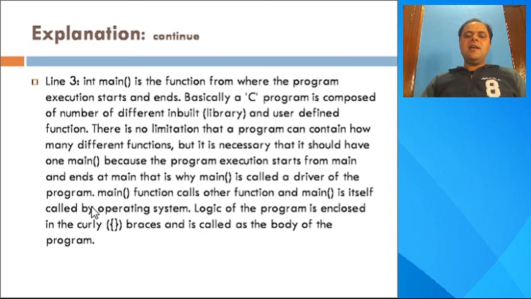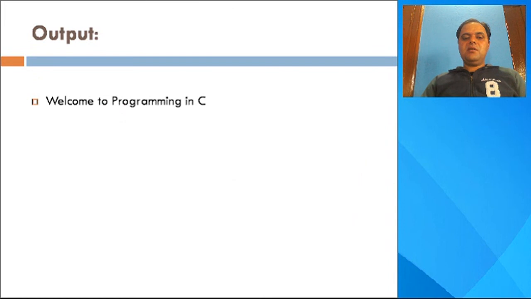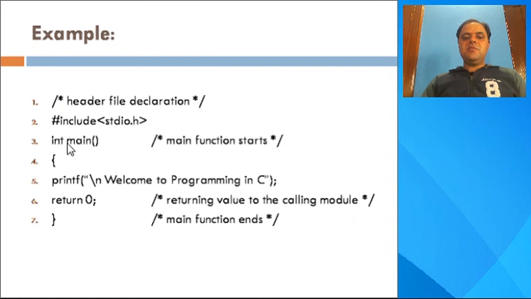So you can write as many functions as you require in the C program, but at least one function should be there, that is called the main function. A program starts from main and it ends with main, so that's why main is called the driver of the program. So we have written a main function here. This is the main function. It will start from here and it ends here.